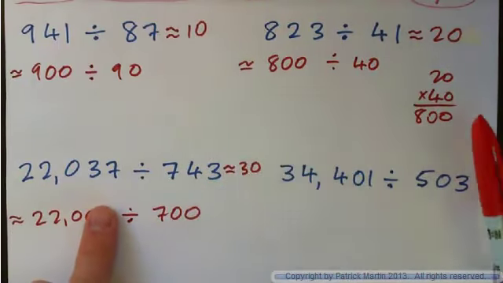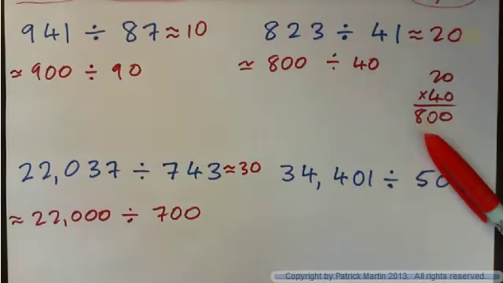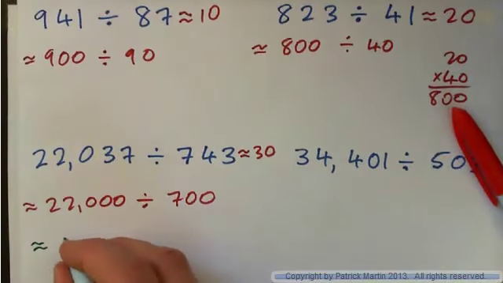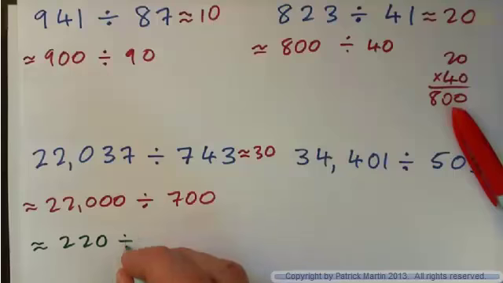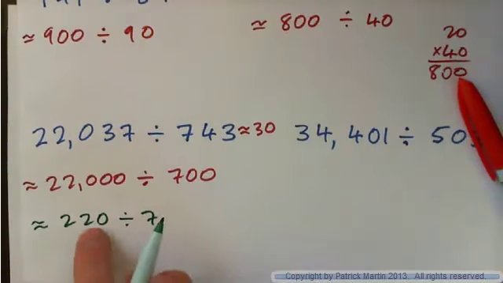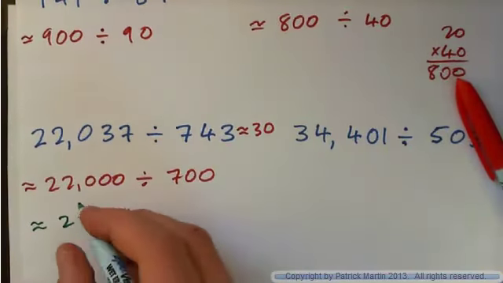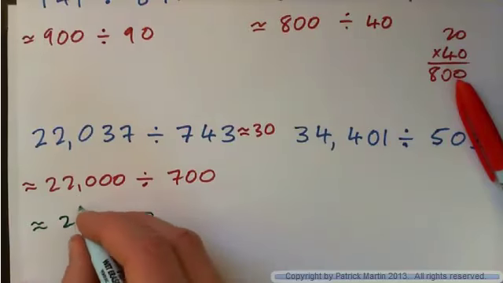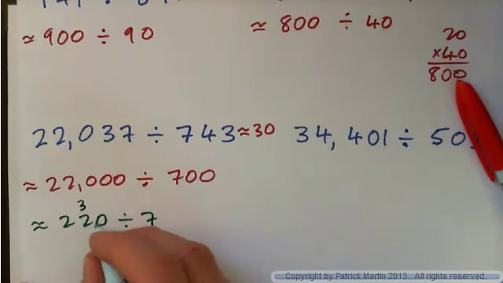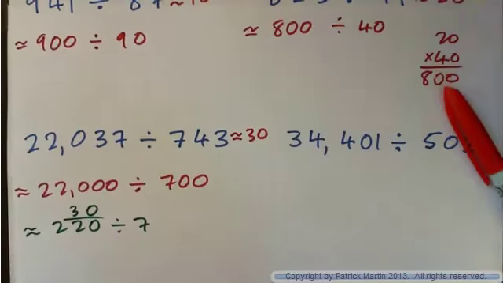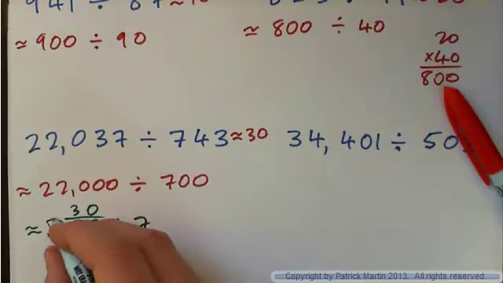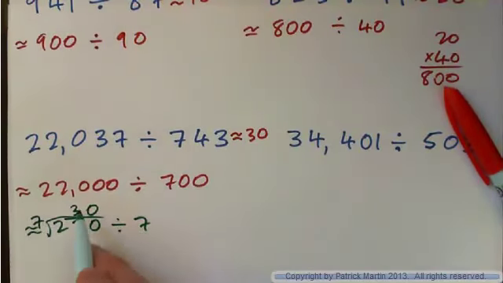Does that make sense? If I write it out further, it's basically 220 divided by 7, and 7 into 22 would be about 3 times, and 7 into 0 would be 0 times. So that's how I think of it. You're doing 7 into 220 basically.